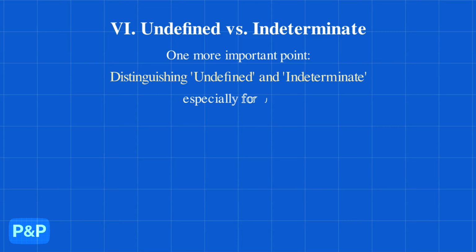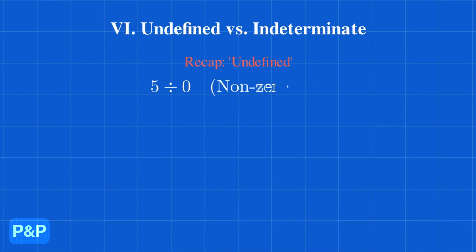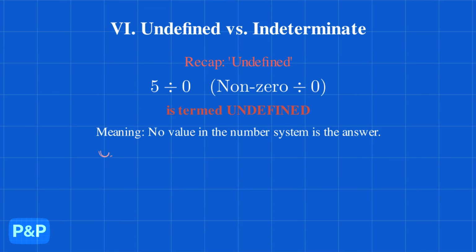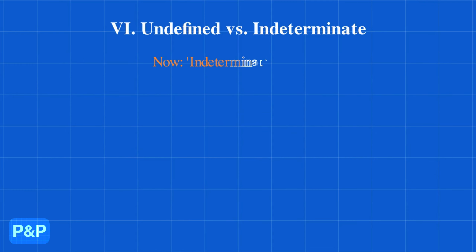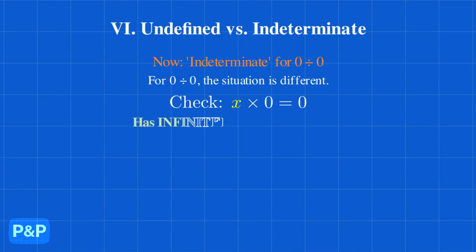One thing more I want to mention is that the terms undefined and indeterminate are often used in discussions about division by 0, and it's important to distinguish them, especially concerning 0 divided by 0. As discussed previously, an expression like 5 divided by 0, a non-zero number divided by 0, is termed undefined. This means there is no value in the number system that can be the answer. The multiplication check x times 0 equals 5 has no solution. For the expression 0 divided by 0, the situation is different. The multiplication check x times 0 equals 0 has not 0 solutions, but infinitely many solutions.